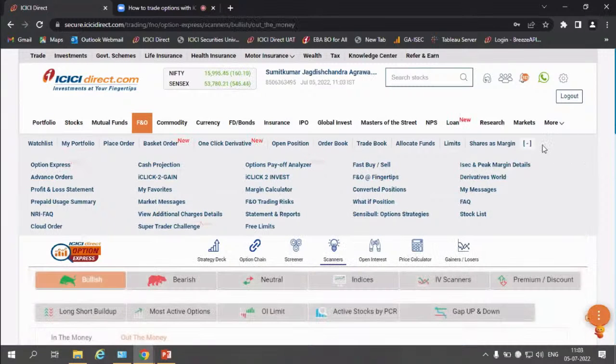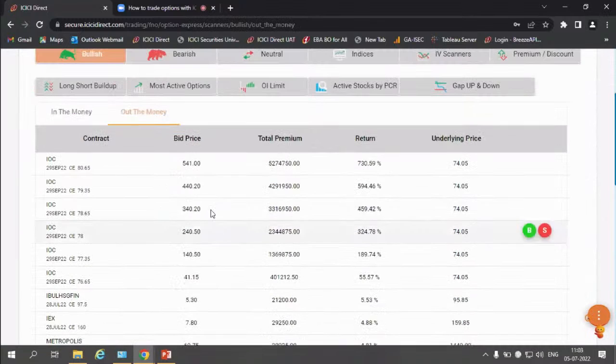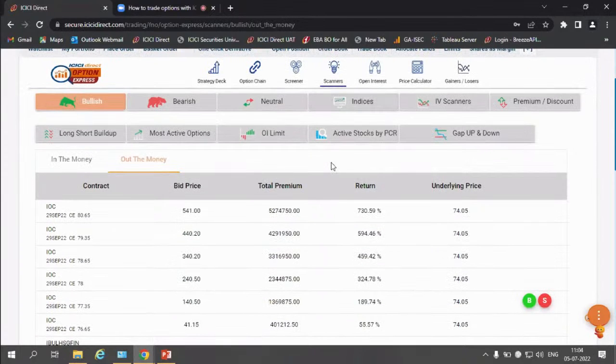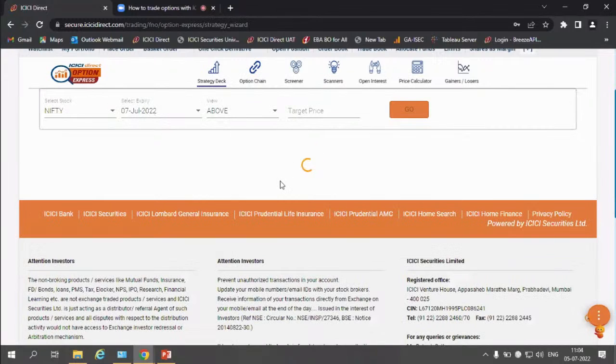Once you click on that, the Option Express page will open up, and it will land you directly onto the scanners. Last week we covered the strategy deck, the option chain, and the scanners, and I think that's it. Let me give you a recap of what was covered last week, just to start with.